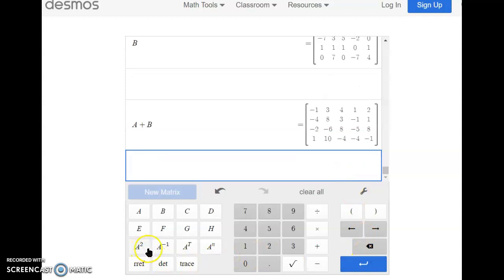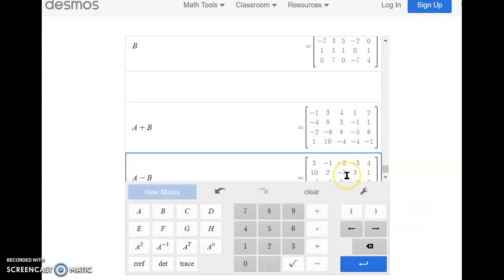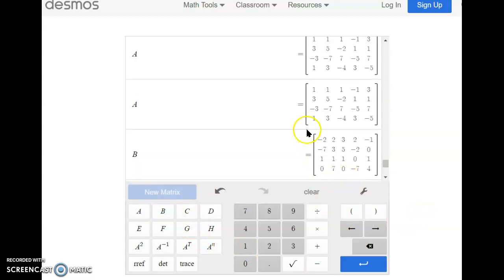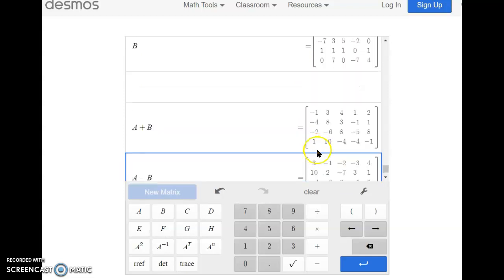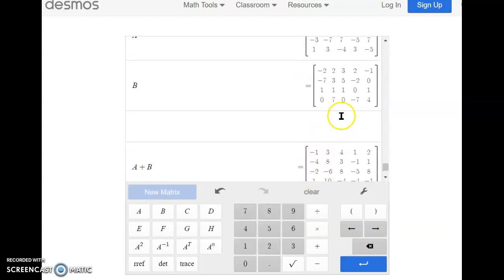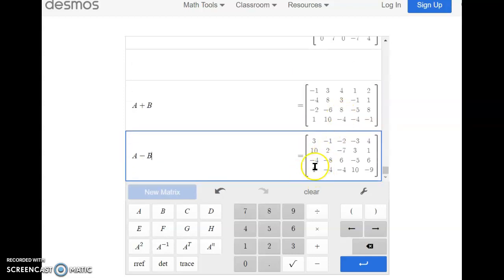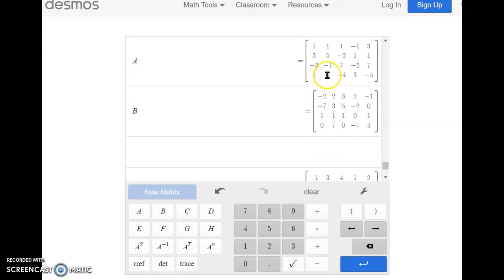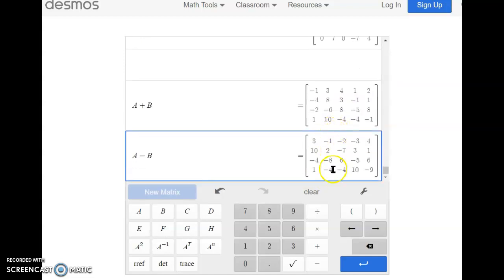And let me go ahead and do a minus b. So right here we'll have, let's see, 1 minus a negative 2 makes a positive 3. And looking at 1 minus 0 should just be 1. Oh, that's the plus. 1. And then 3 minus 7 equals negative 4. So that's how we can have our matrix addition and our scalar multiplication.